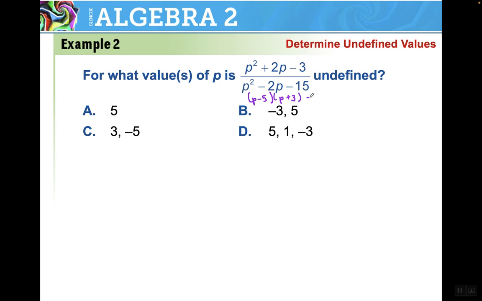So then I set each of those equal to 0, and when I solve each of those, I get a +5 and a -3. So those are the values where this expression is undefined. So it looks like B is my answer.